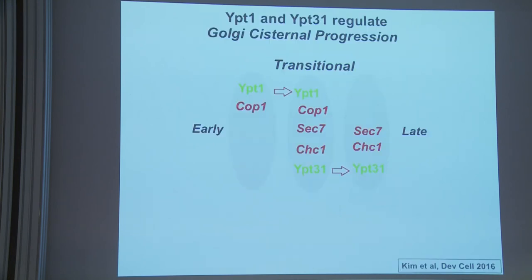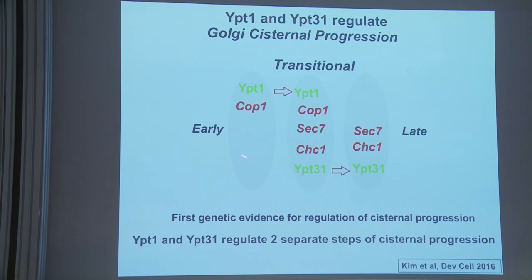So in conclusion to this part of our experiment, we show that first of all, this is the first genetic evidence for cisternal progression. Second, we actually divided it to two different steps. NYPT1 regulates the first step, and NYPT31 regulates the second step.